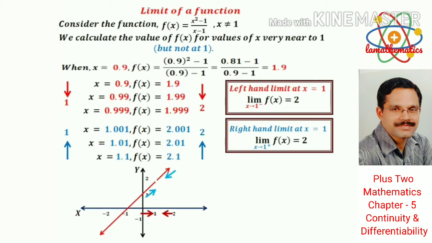Then we can say that the function has a limit 2. That is, limit x tends to 1, f of x equal to 2. That is, the variable x approaches 1 from the left side of 1, that is, increases to 1, and from the right side of 1, that is, decreases to 1. The value of f of x approaches the value 2, and we can write limit x tends to 1, f of x equal to 2.